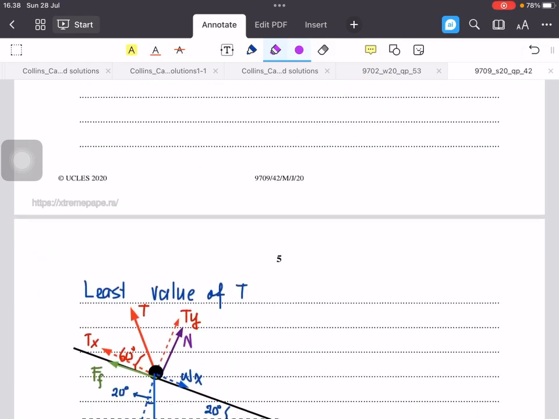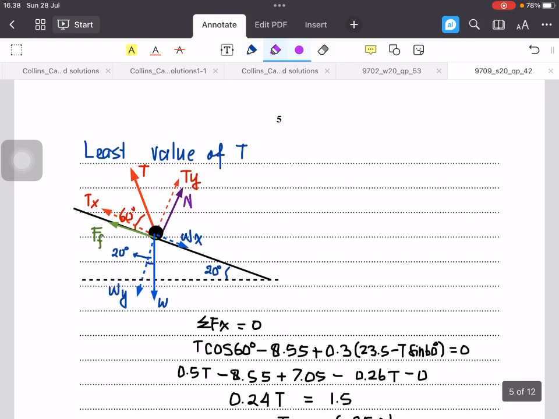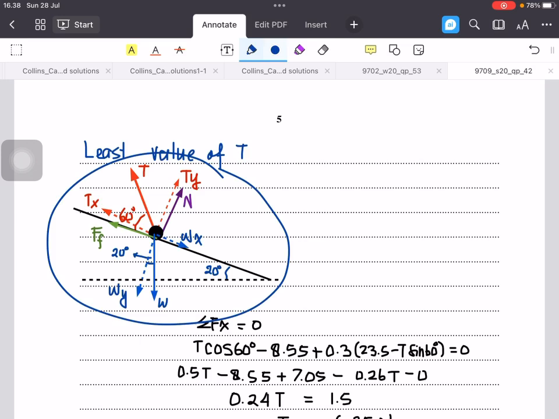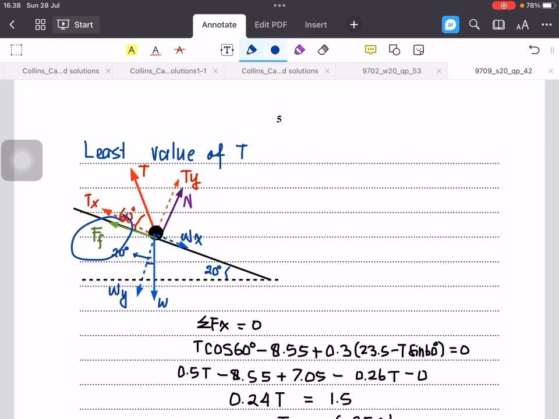Now for the least value of T, in which T is as small as possible, meaning that now the particle is about to move downward. The diagram is exactly the same, but I reverse the direction of the friction, since now the particle is about to move downward. But remember, the system is still in equilibrium, so the net force is equal to 0.